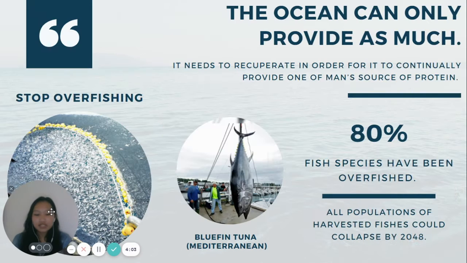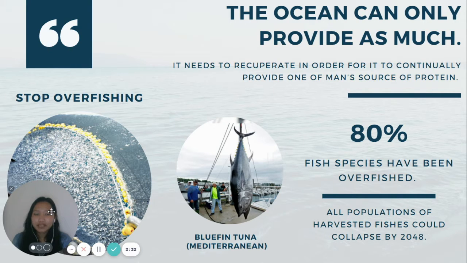Now, our ocean is very rich. However, it can only provide so much. It needs to recover in order for it to continue to provide for our needs. One of man's abuses worth mentioning is overfishing. This means harvesting fishes faster than they can reproduce. We already have reports of overfishing in the Mediterranean for bluefin tuna, and it was already documented. There were already conservation efforts way back in 2011 to regulate the bluefin tuna's dwindling number.